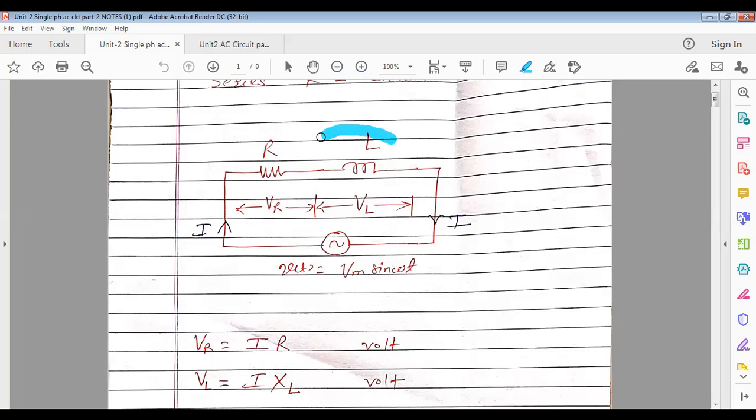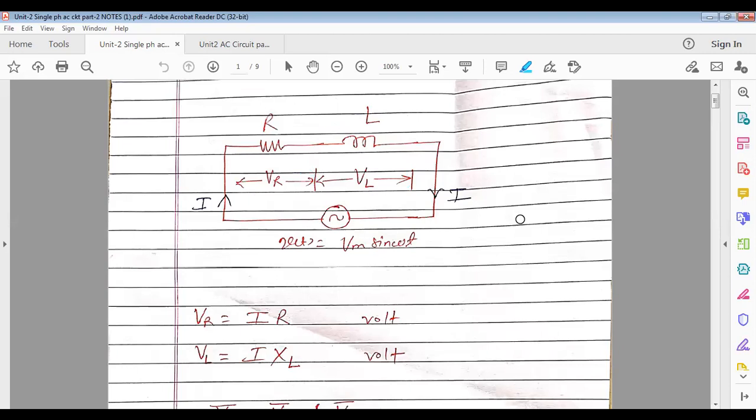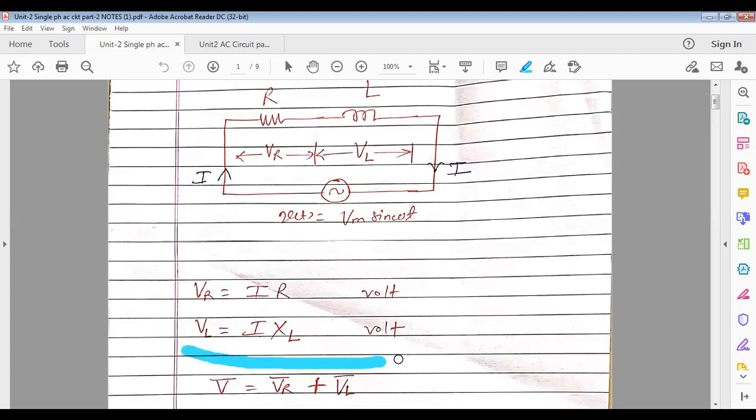Then across inductance the voltage drop is VL. So what is the formula for VL, voltage drop across inductance? L di by dt. I into XL, right? We have seen in previous lectures that for a purely inductive circuit, XL is the inductive reactance, unit is ohm. So I into XL is the voltage drop across inductance. It is marked as capital V suffix capital L. Again, V and I both are RMS values here. Unit is volt, for VR and VL.